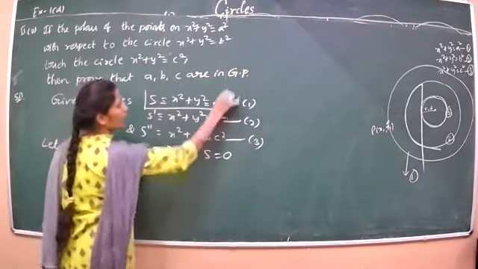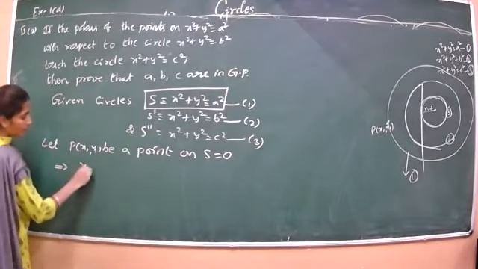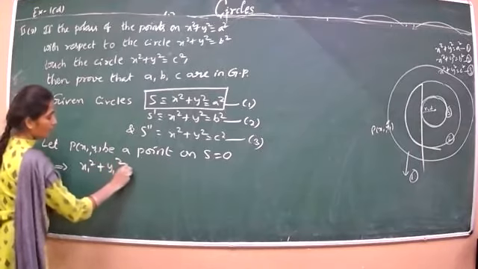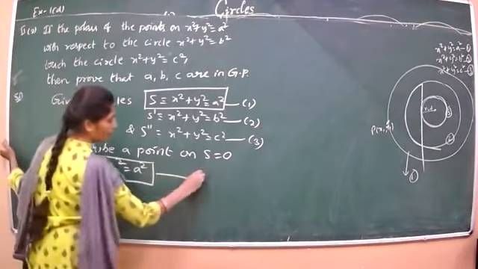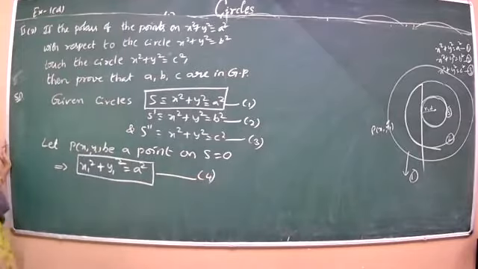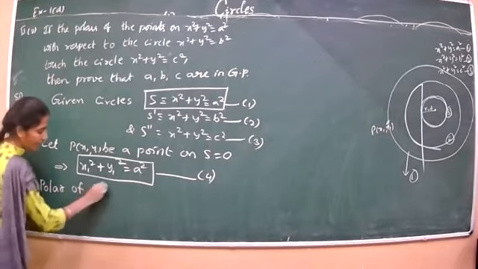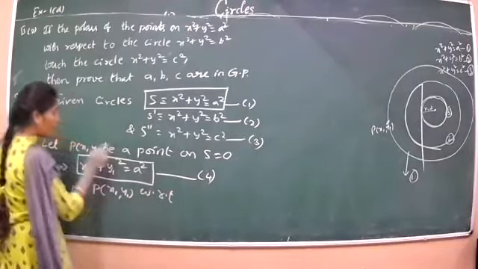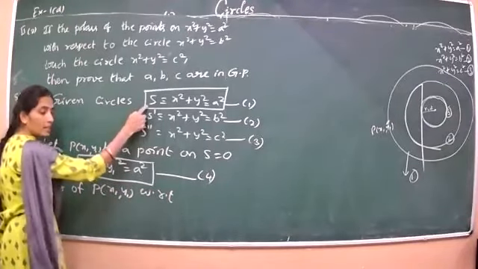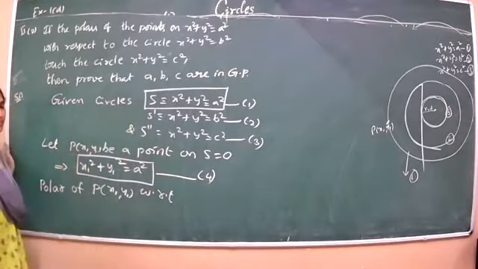Let us take the point from the first circle. So the point lies on the circle 1, which implies x1 square plus y1 square is equal to a square, equation 4. Now we need to find the polar for this point P. The polar of this point with respect to the first circle will be different, with respect to the second circle will be different, with respect to the third circle will be different.